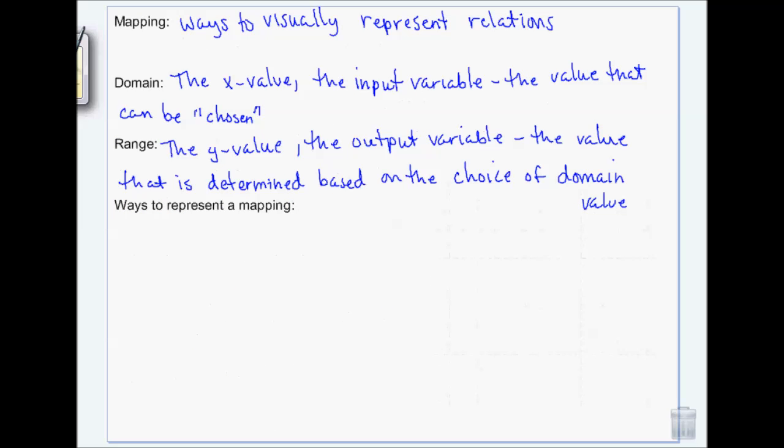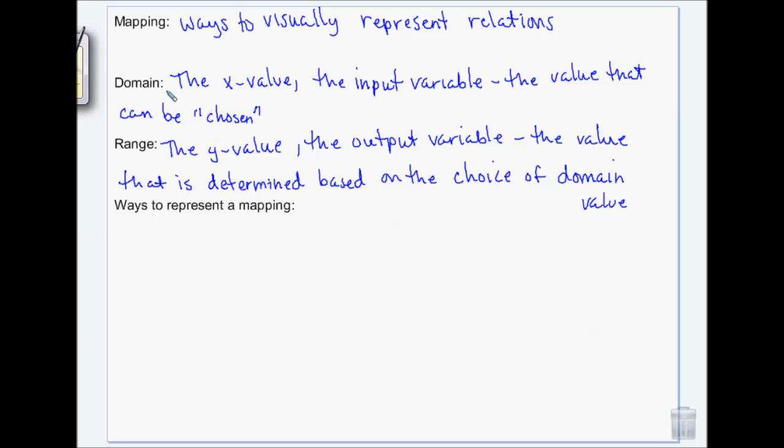Okay, so mappings are ways to visually represent relations so that you can see visually what's happening. You have domains and ranges. The domain is the x value. It's the input variable. It's the value that you can choose. And then the range is the y value, so it's the output variable. It's the value that is determined based on the one you chose before. So basically you put an x in and you get a y out.